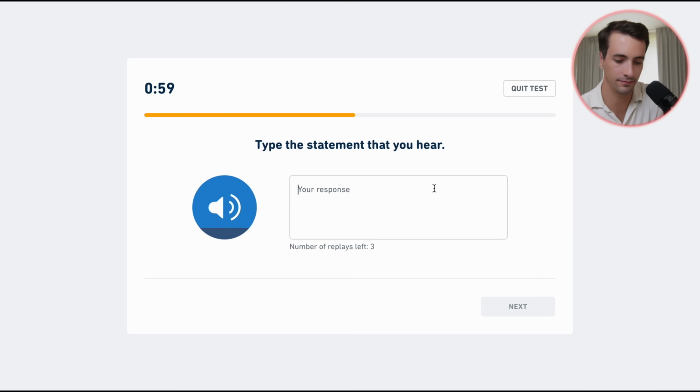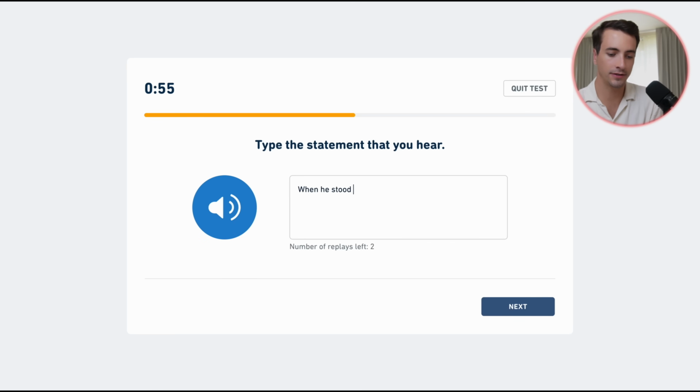When he stood up, he realized that his leg had fallen asleep. Okay, when he stood up, comma, like I said before, punctuation is very important for listen and type, especially commas. Mostly the statements that you get will be one sentence, so you won't have to worry about multiple periods, but you should worry about commas. So you know that a comma goes where you take a pause.